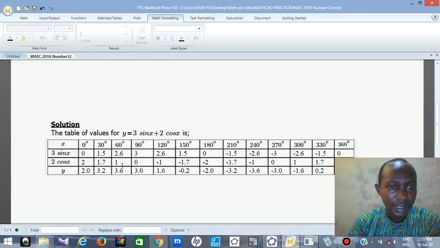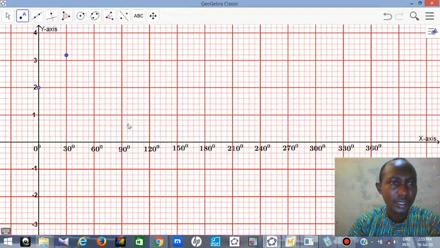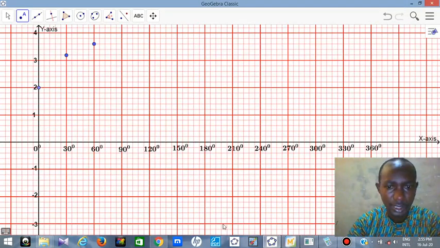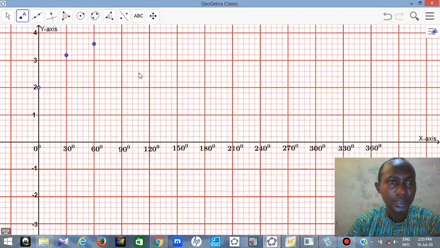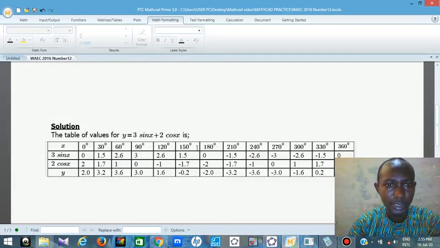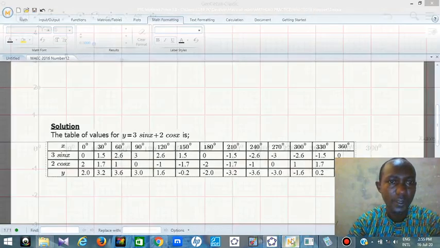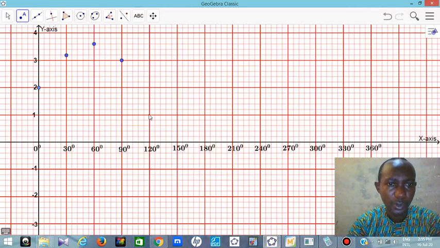We have 60 degrees to 3.6. So 60 degrees to 3.6. Then we'll move 90 degrees to 3.0, which is this point. Mark it. Then the next one is 120 degrees to 1.6, 1.6. So this is what you are marking.